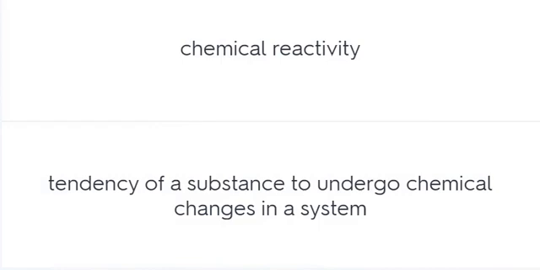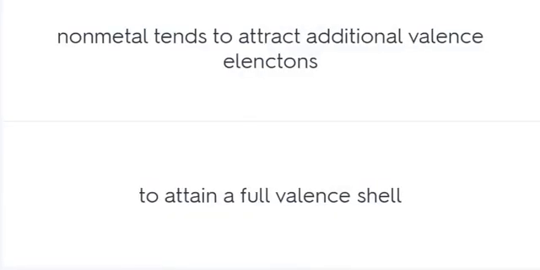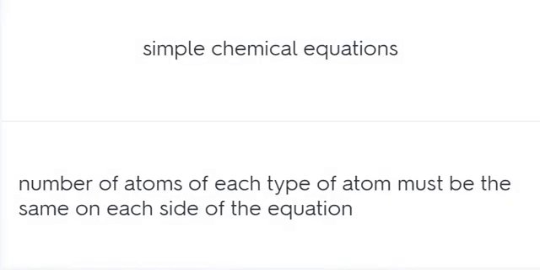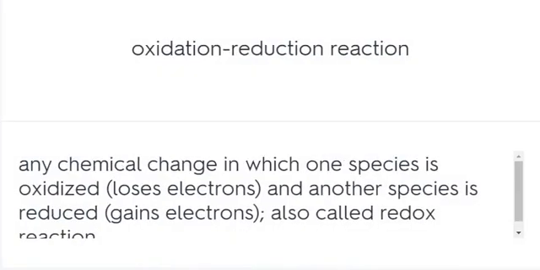Chemical reactivity: the tendency of a substance to undergo chemical changes in its system. A nonmetal tends to attract additional valence electrons to attain a full valence shell. Simple chemical equations: the number of atoms of each type of atom must be the same on each side of the equation. Oxidation-reduction reaction: any chemical change in which one species is oxidized and another species is reduced, also called a redox reaction.